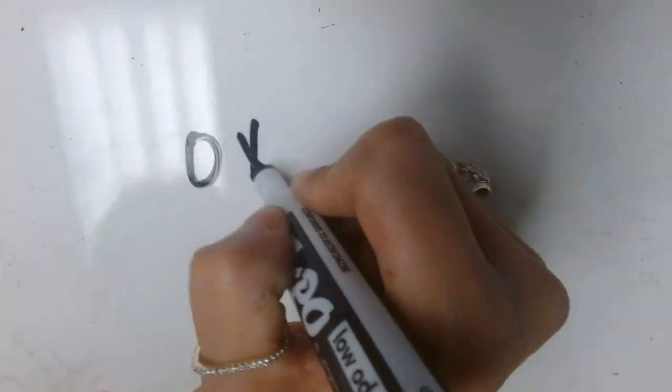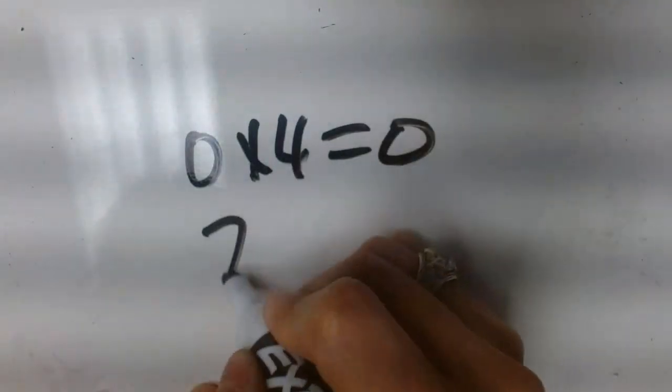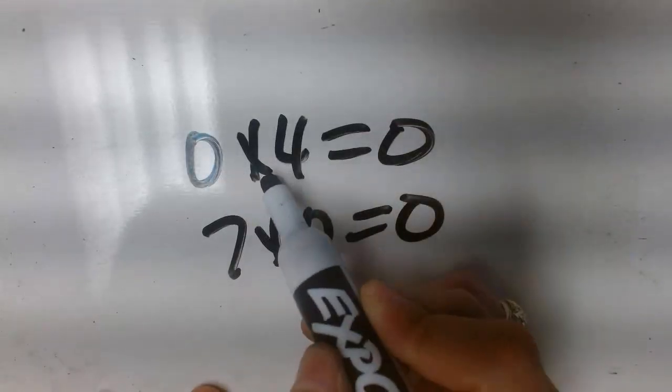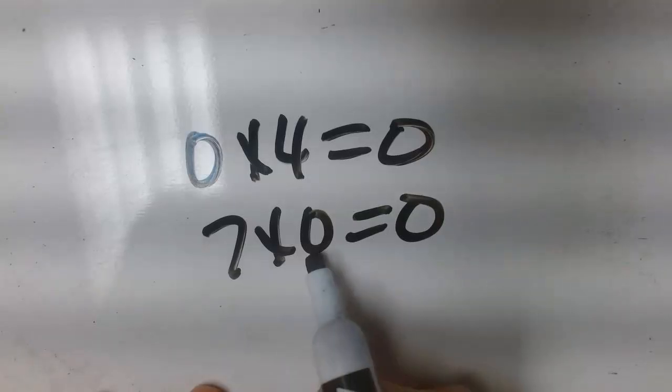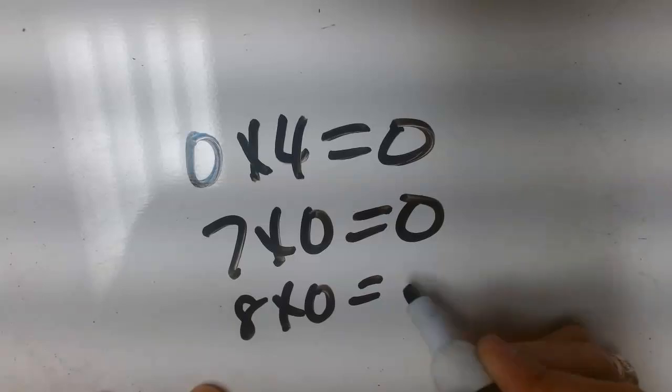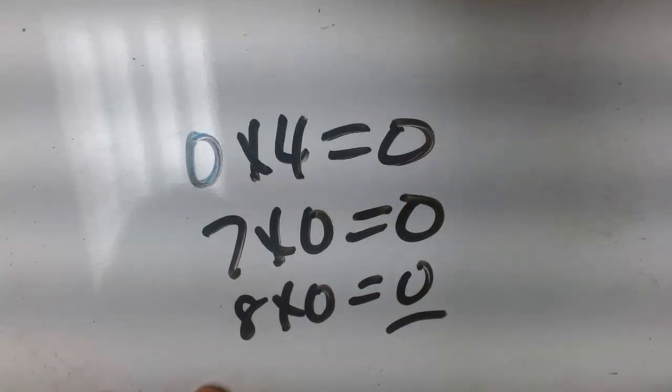I want us to also discuss what the properties of multiplication are. The multiplication property of 0 basically states the product of a number and 0 is 0. So I don't care what I put here. When you multiply it times 0, it's always going to be 0. That is the multiplication property of 0.